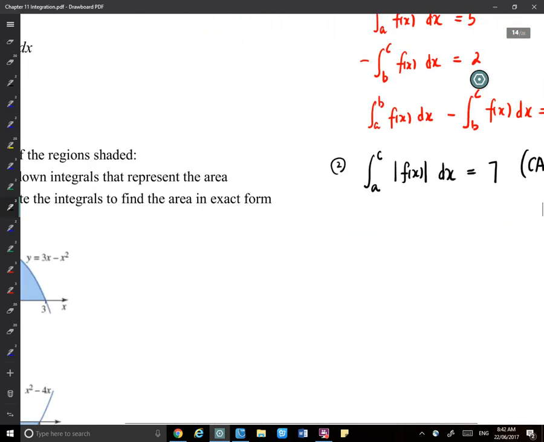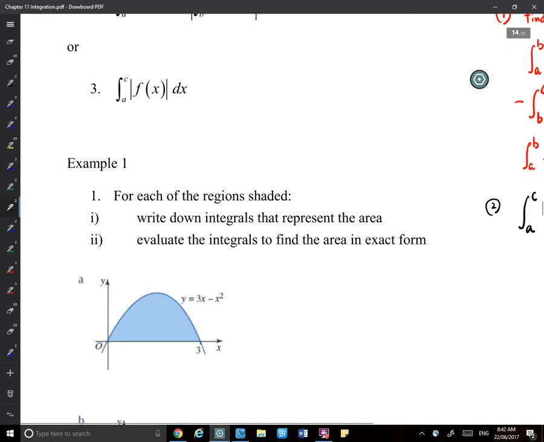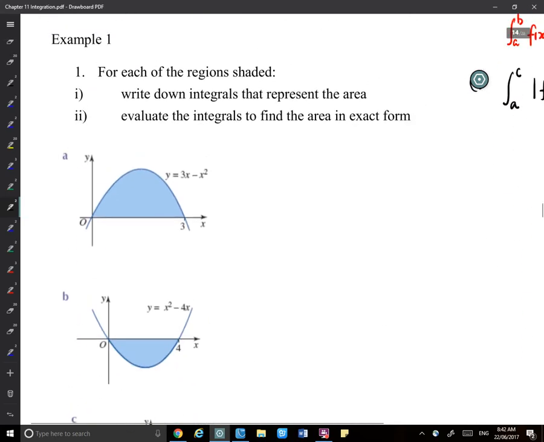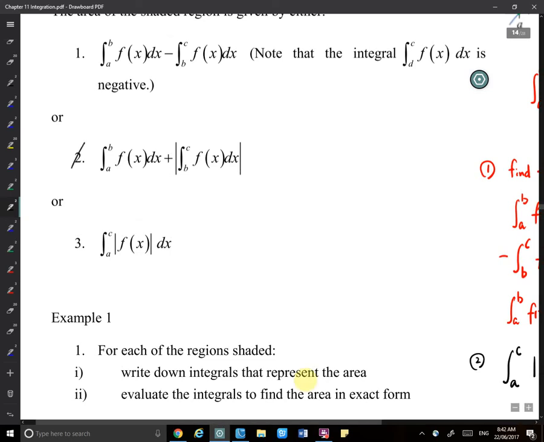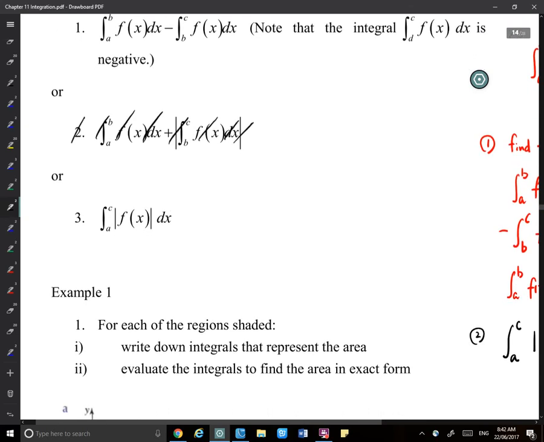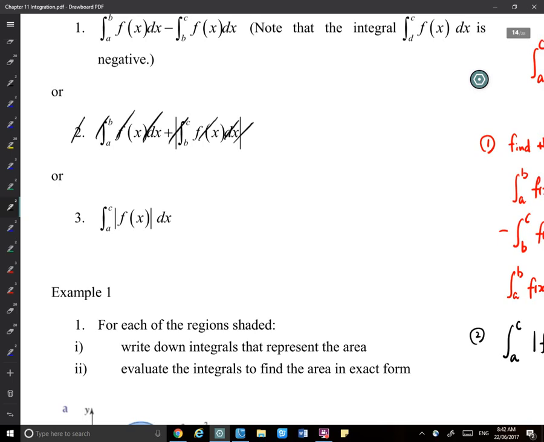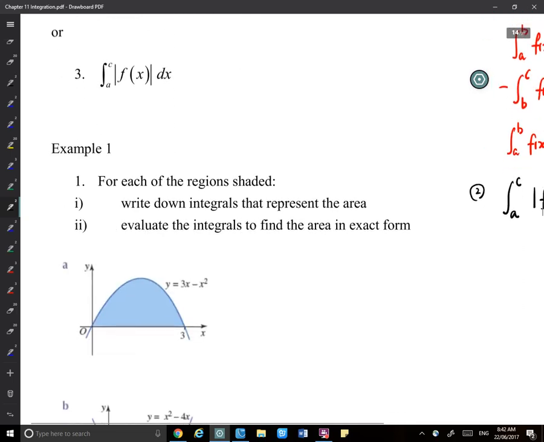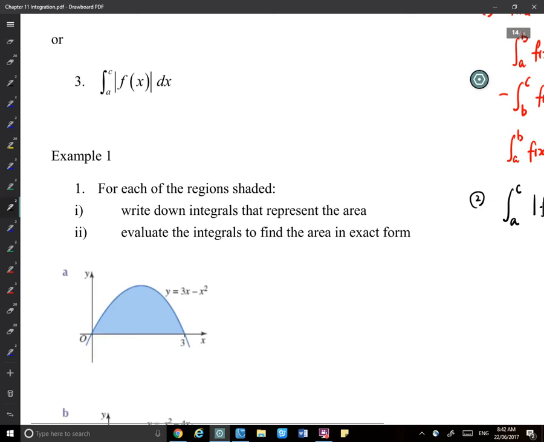So, let's have a look at this. Example 1. Basically you can ignore example 2, the second notation. You don't really need that. Just think about the first by hand and the third by CAS. The second is also correct, but it just adds confusion. The absolute sign is inside the integral, near the f(x), not outside the integral. It must be inside the integral.